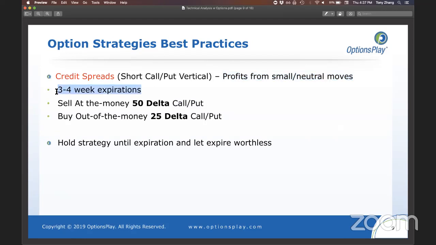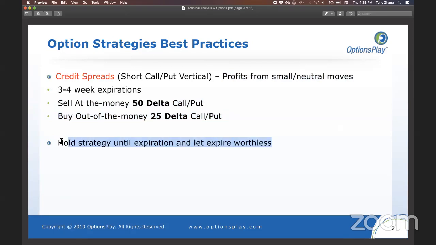And when you're selling credit spreads, you generally want to sell short-dated credit spreads. About 3 to 4 weeks out is usually a good starting point for selling credit spreads. You want to start off by selling an at-the-money call or a put, so roughly about a 50 delta call or a put. But selling a 50 delta call or a put by itself has unlimited risk, and you don't want to put yourself in that situation. So one of the ways to cap that risk is to buy an out-of-the-money call or a put against that, usually about a 25 delta call or a put. That will give you that neutral directional view with limited risk.